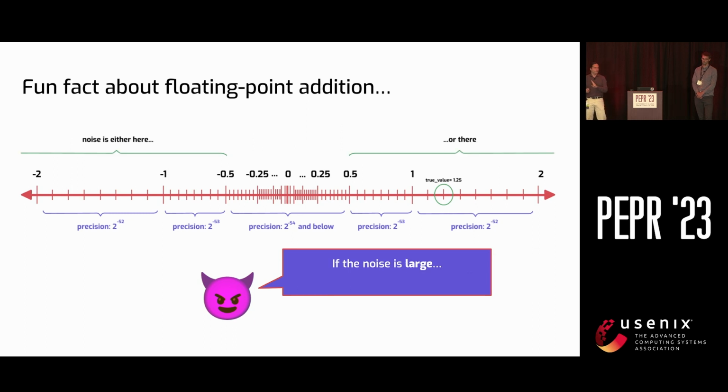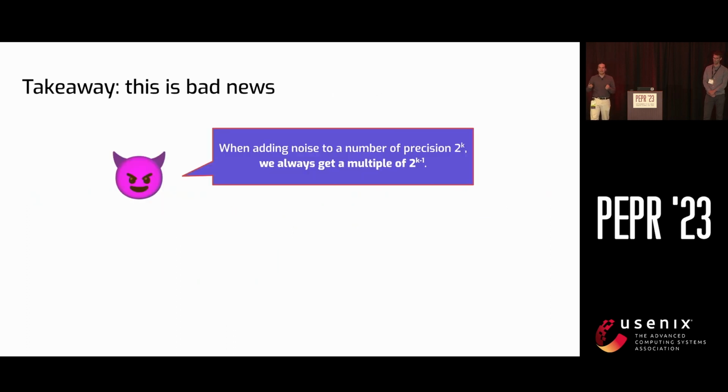Now what about option 2? If the noise is large, it means it's above 0.5 in absolute value. And if we look at our line here, it means that the precision of the noise is also 2 to the power of minus 53 or above. So we're adding two numbers that are both multiples of 2 to the minus 53, so the sum is also going to be a multiple of 2 to the minus 53. So in both cases, we can generalize the argument to say that when you add a number in an interval with a certain precision, you're always going to get a multiple of the precision right before that.